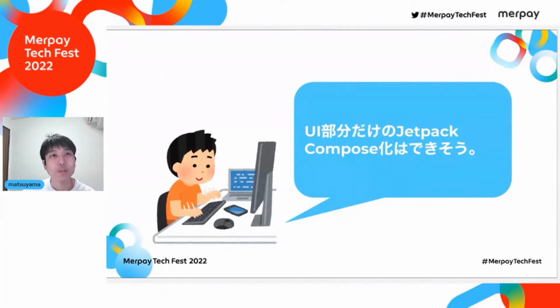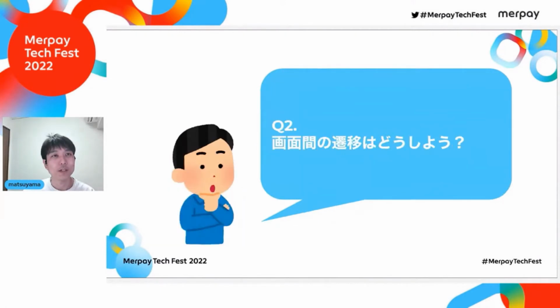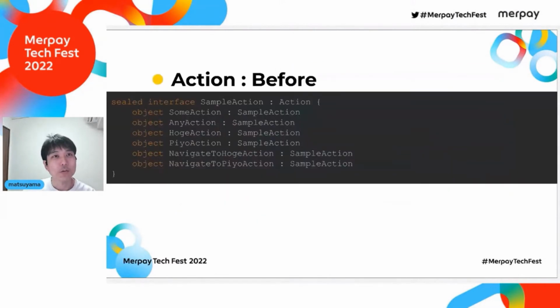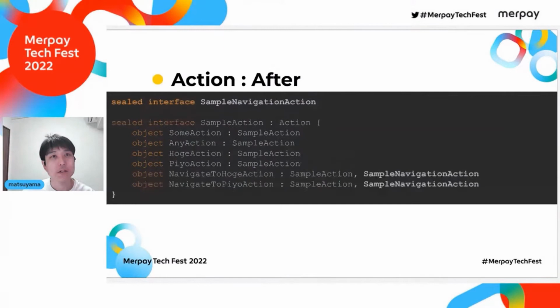However, most applications do not consist of only one screen. Transitions from one screen to another are essential. So the next step is to think about how to organize the screen transitions. Let's assume that the action group before support was like this. So this is a Redux action. Let's say that only the navigation type action is implemented in another sealed interface.